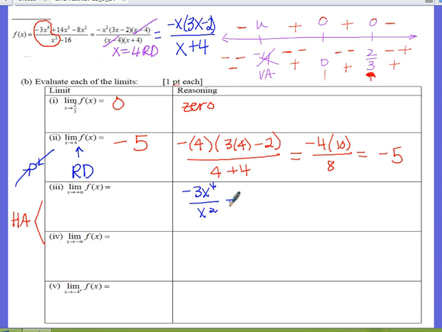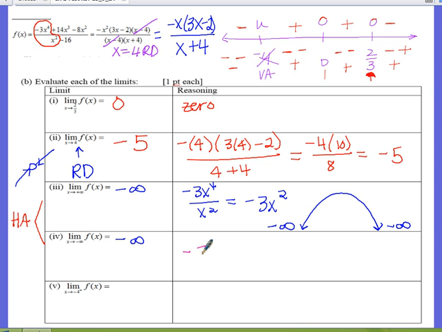That simplifies to negative 3x squared. I'm going to graph the end behavior, which is this guy. And now I know that if I do the limit as x goes to positive infinity, the answer would be negative infinity. If x goes to negative infinity, it's still negative infinity. So both of these answers are negative infinity. I'm going to show you one other way you could also do this.